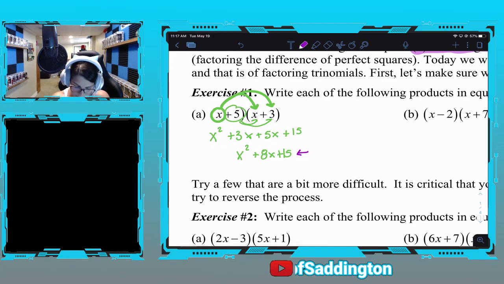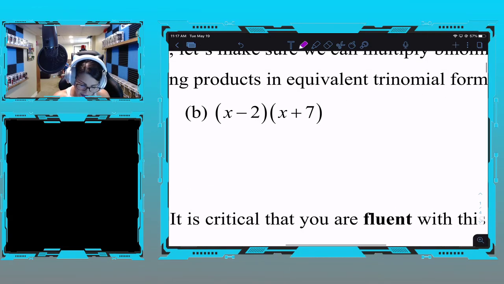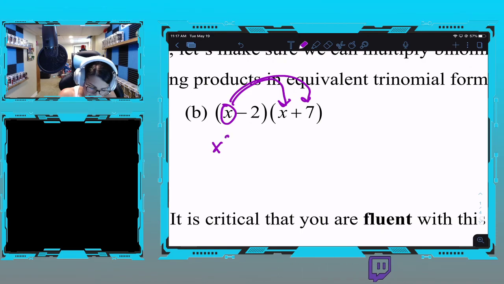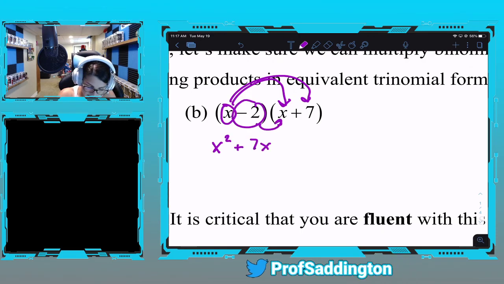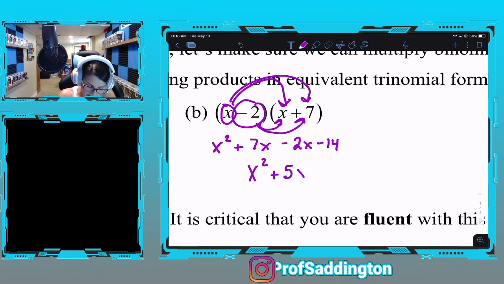So let's distribute a couple more. Now I'll leave it on purple. Why not? Okay. So again, I'm just going to double distribute. So we get x squared plus 7x minus 2x minus 14. So we get x squared plus 5x minus 14.